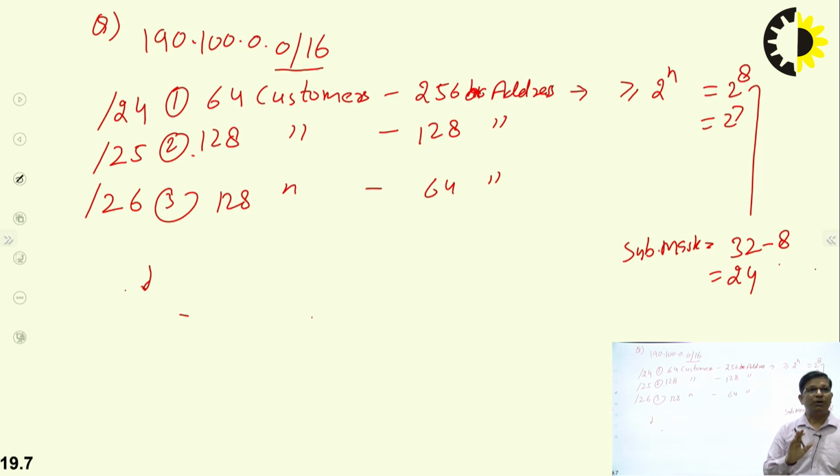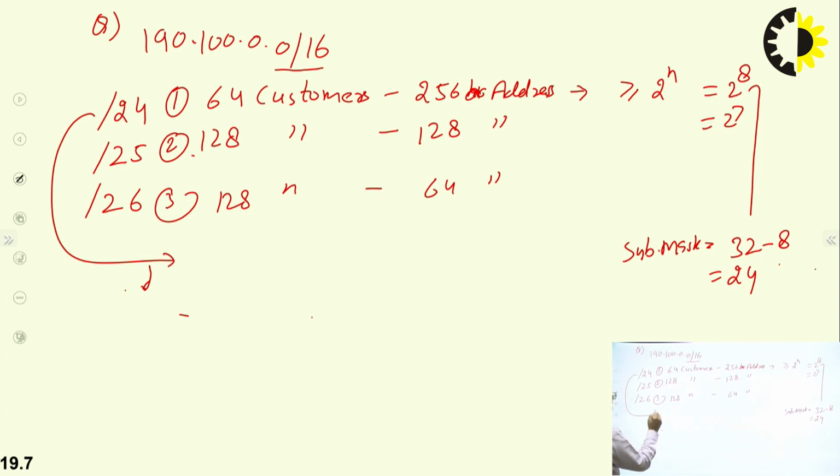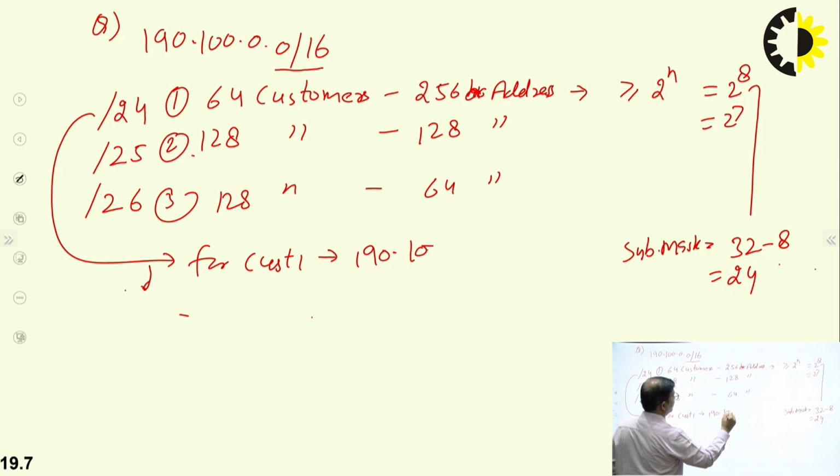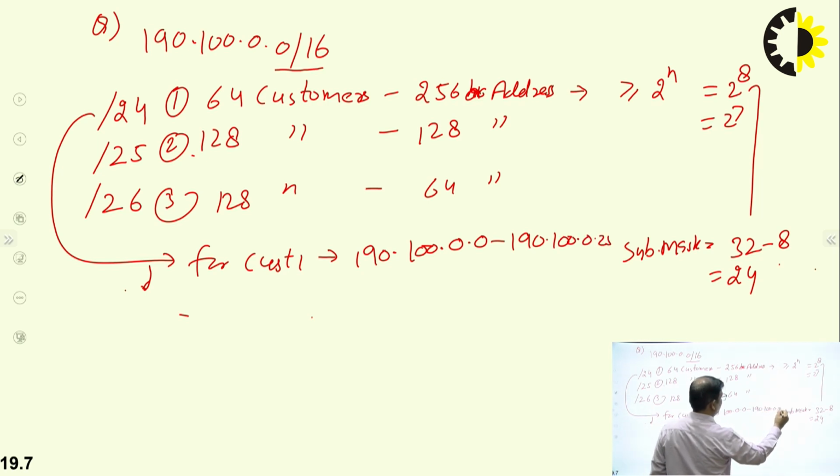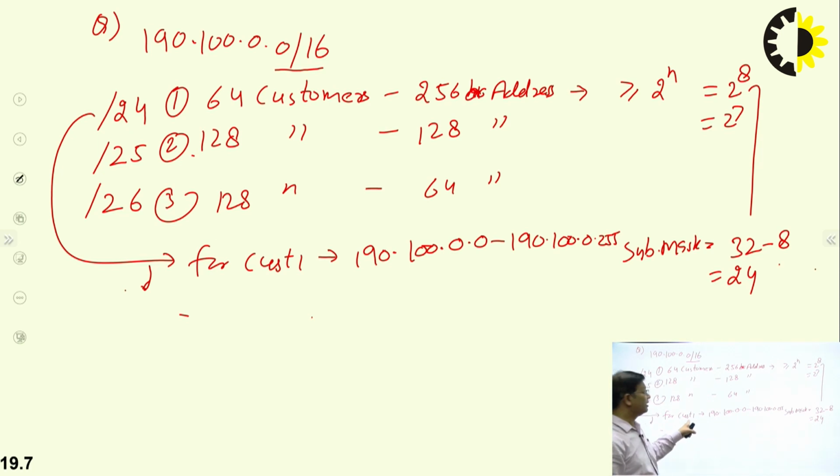Now the question is, what will be the range? Let's check the first part: 64 customers, 256 addresses. For customer 1, the range will be 190.100.0.0 to, how many hosts are we allowing? 256. It means 190.100.0.255. This is the range of customer 1.